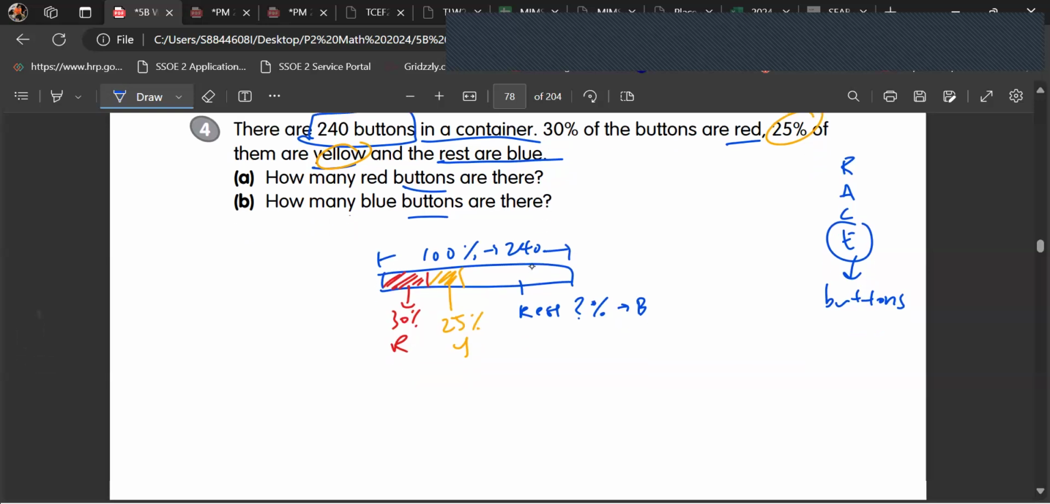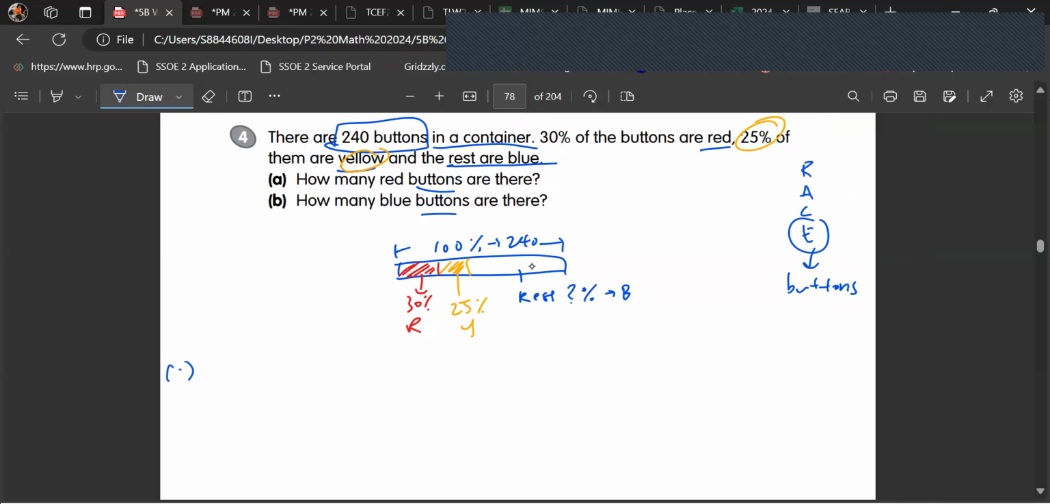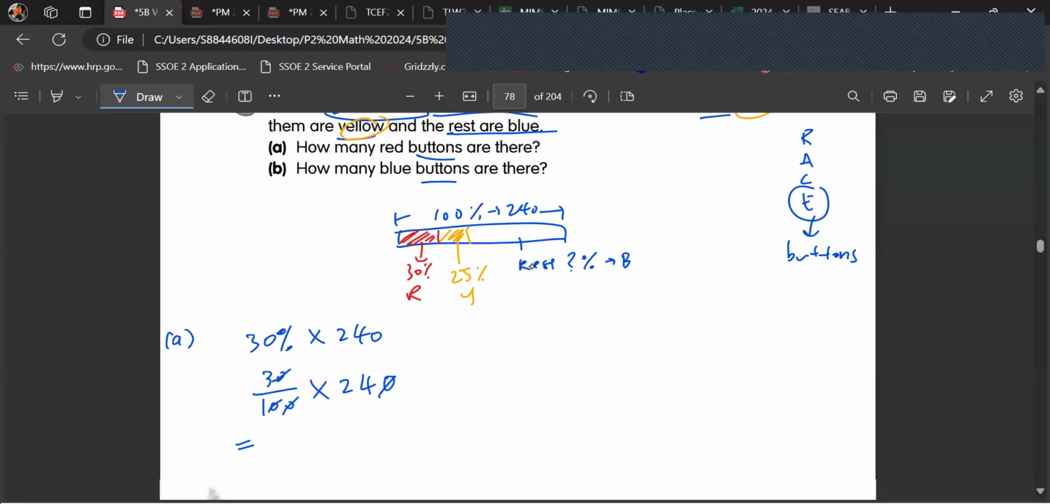Okay, so the first one is to ask for red. Red is 30%, so 30% of all the buttons, 30% out of 240. Not difficult, right? So 30 out of 100 multiplied by 240. I try to simplify, cancel, cancel, cancel, cancel. See? The ability to simplify is a lot faster than if I do 100%.